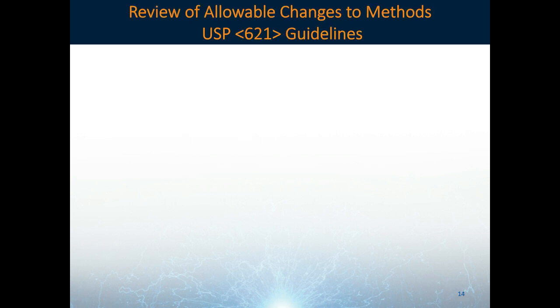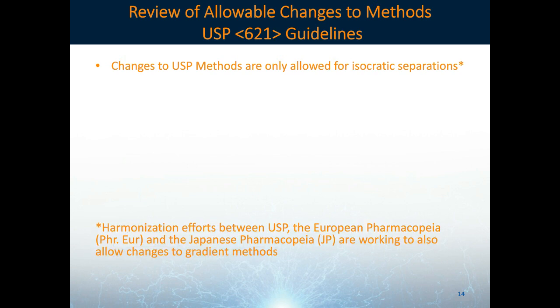So now I'd like to review the allowable changes to methods according to USP Chapter 621 guidelines. Changes right now to USP methods are only allowed for isocratic separations. I do know that there are harmonization efforts, like I said, between USP, the European Pharmacopoeia, and the Japanese Pharmacopoeia, and they're working to allow changes to gradient methods. But they all need to agree before those changes would be allowed. So the agreeing part hasn't happened yet.